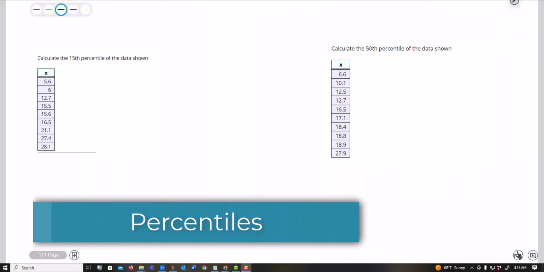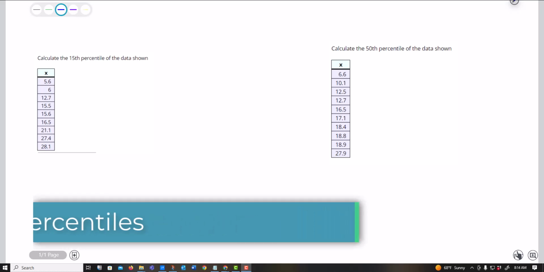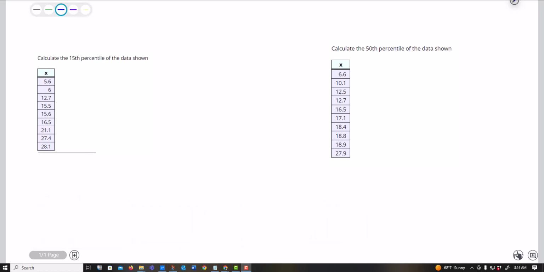Okay, percentiles is probably one of the questions I get asked the most, and once you see how to do these, they're not as bad as they seem. There's just a rule that you have to follow. So the big rule is first you find this index, and this is what they call I.